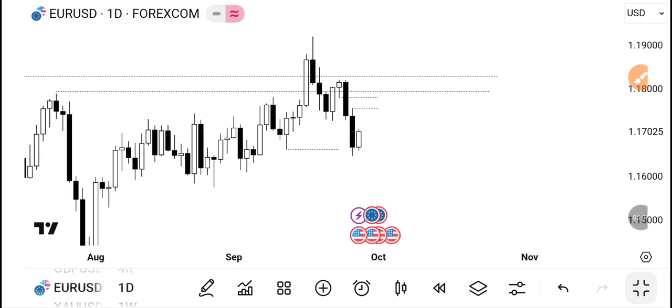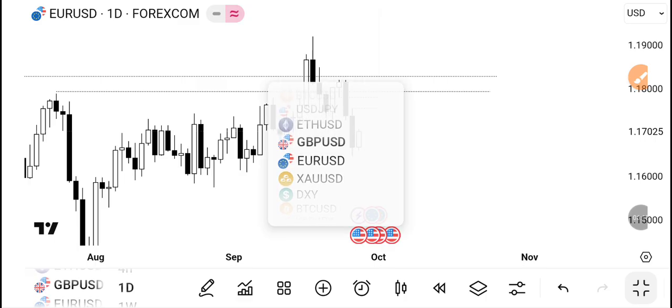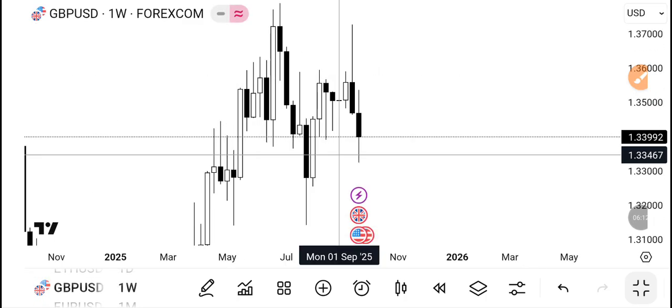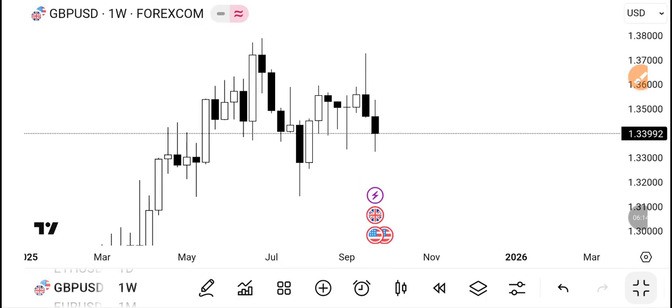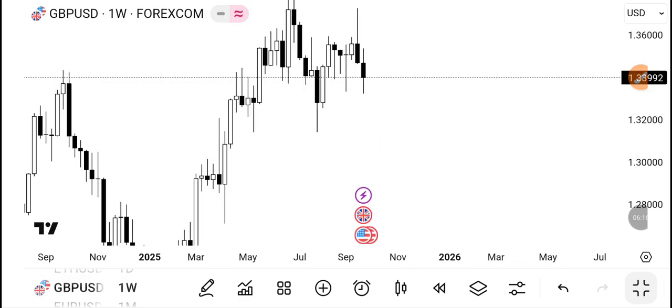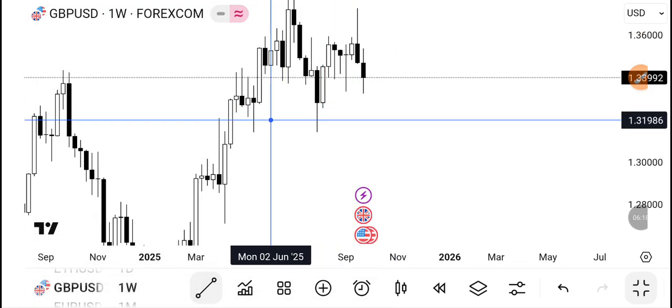So now what's our next pair, which is GBP USD. Let's go down to GBP USD. Let's go down to the weekly time frame first of all. So on the weekly time frame, we have liquidity. We have equal lows, which is now our draw on liquidity.